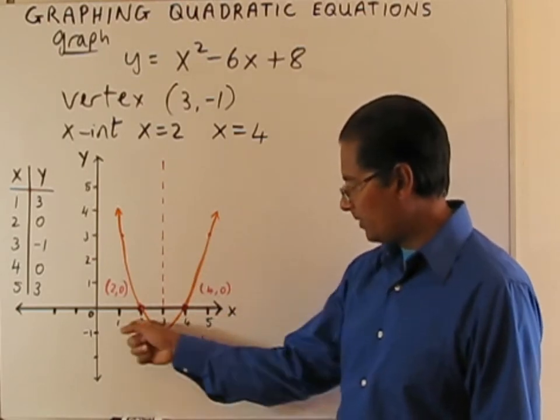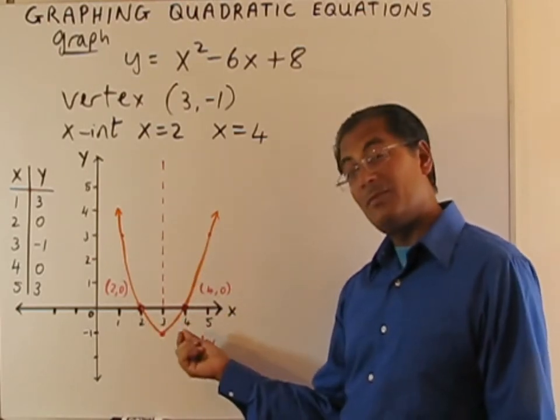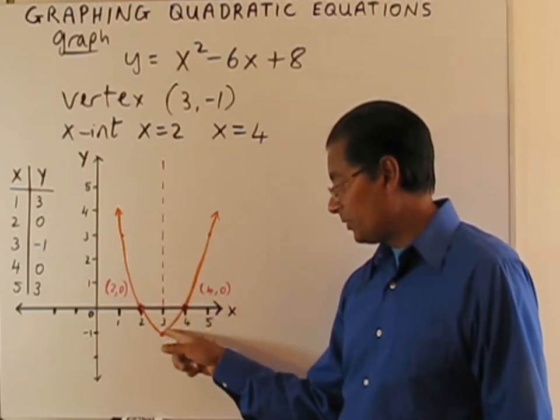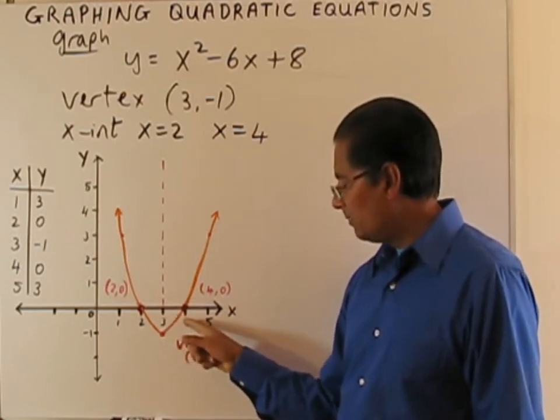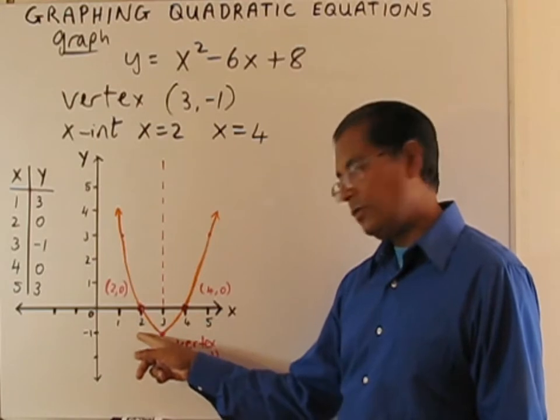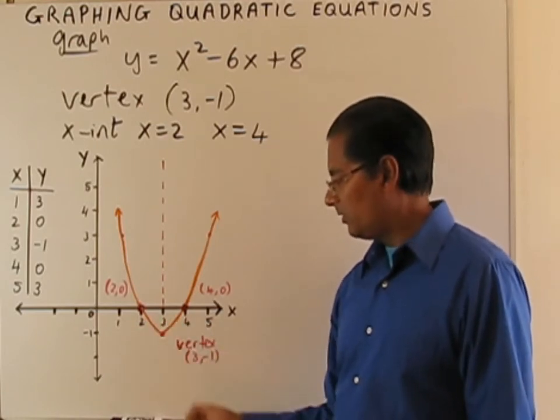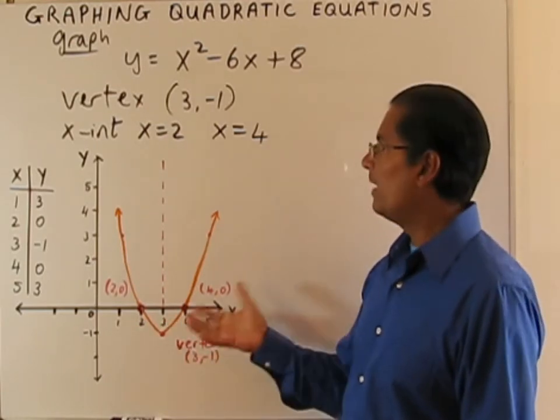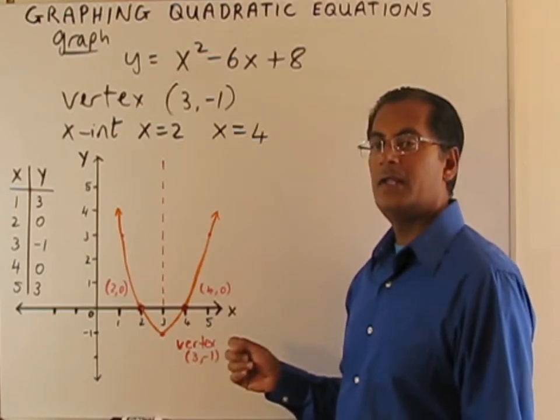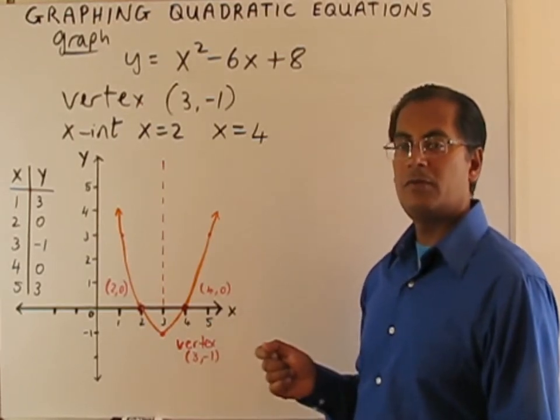Notice the x-intercepts at 2 and 4 are equidistant, as we said before, from this line of symmetry which occurs at x equals 3. Because 4 is 1 away from 3 and 2 is 1 away from 3. So they're equidistant. We can graph these equations using a graphing calculator. So let's look at how we would do this on a graphing calculator.